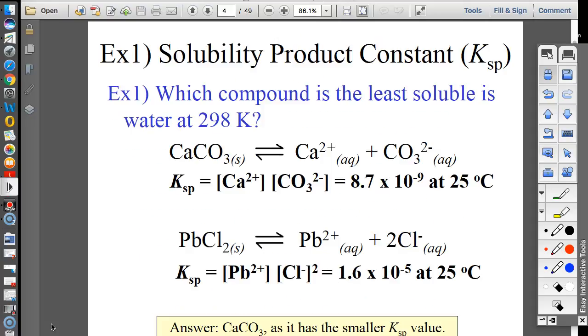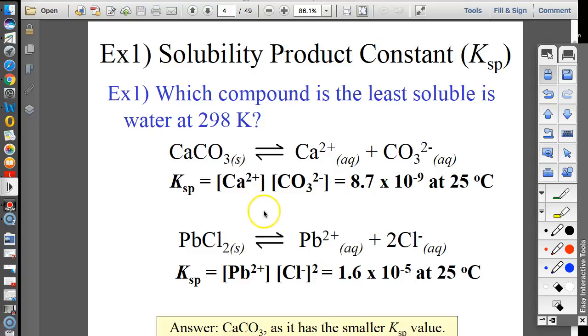So let me take you back to this last slide real quick. What this means for us is a number, Ksp, 8.7 times 10 to the negative 9th, is equal to a number times another number. And this number for calcium right here would be the maximum concentration, it's brackets, right? The maximum concentration of calcium that it can hold and be saturated, times the maximum number of carbonate ions that it can hold at saturation. When I multiply those two numbers together, I get that.